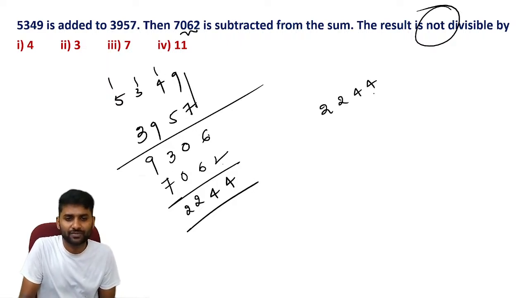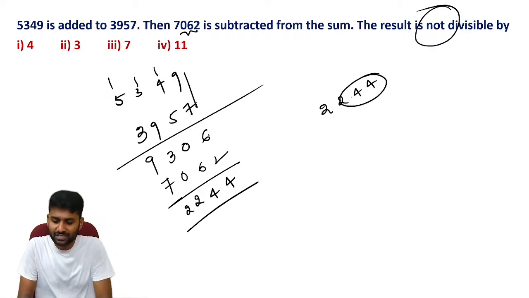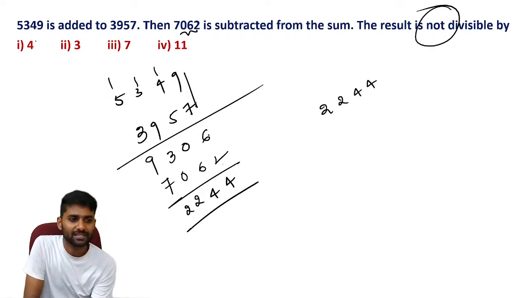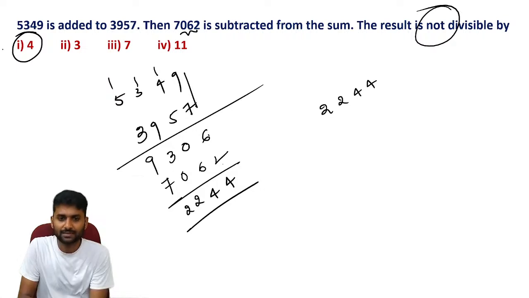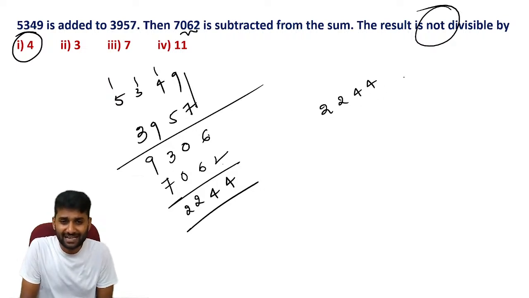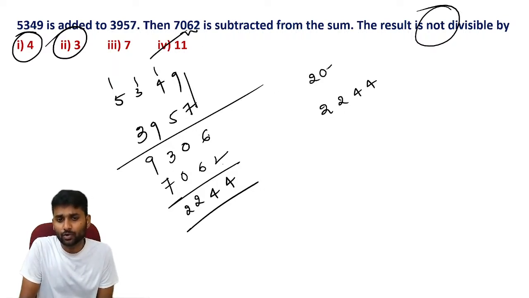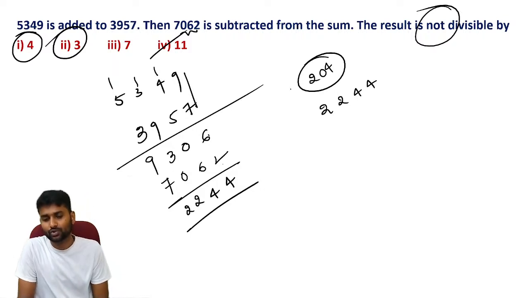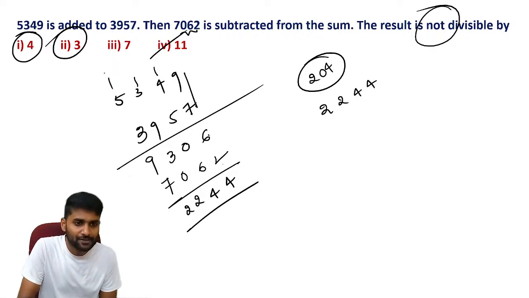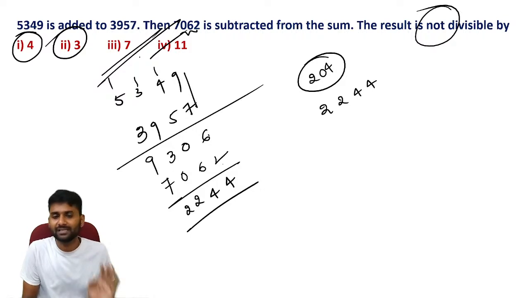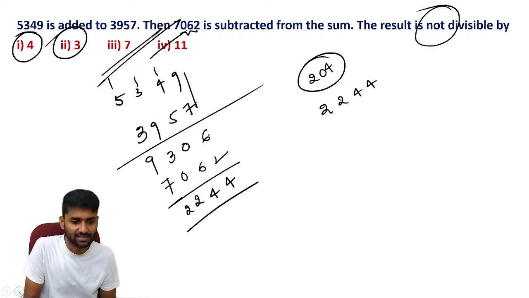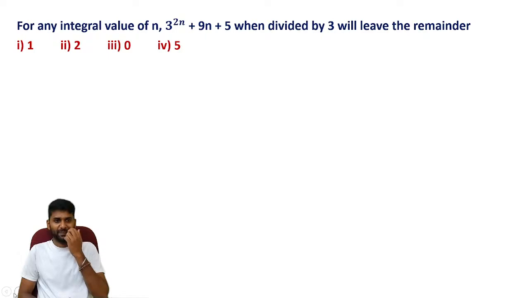Let's go through the option verification. If the last two digits are divisible by 4, then the entire number is divisible by 4. Yes, 4 is the correct answer. The sum of its digits is exactly equal to 12, so definitely it is divisible by 3. Now definitely it is divisible by the 11 table also: 11 into 204 is exactly equal to 2244. According to the options, which is not at all divisible by 7? So 3 is the correct answer. Next.